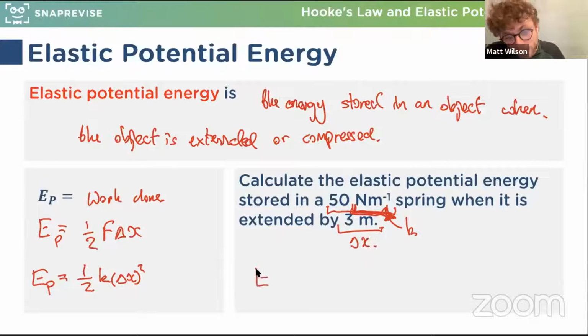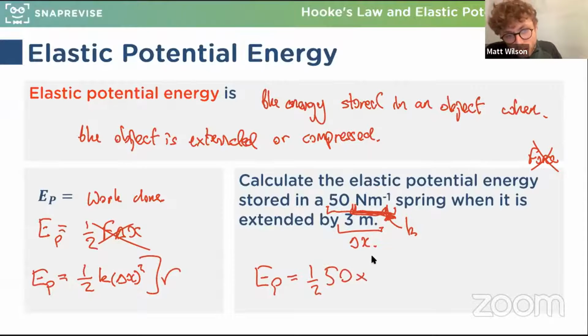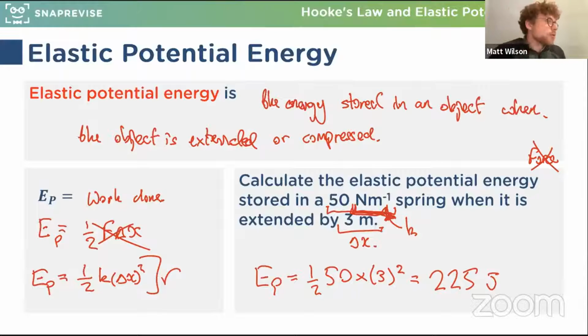Okay, so they want the elastic potential energy. Notice that they didn't give us the force. Nowhere in this question did they give us the force, so we don't want to use this equation here. It's going to be much easier to use this equation. So the elastic potential energy is a half times K, which is 15, times the extension squared, which is 3 squared. You can check that in a calculator and you should get 67.5 joules.